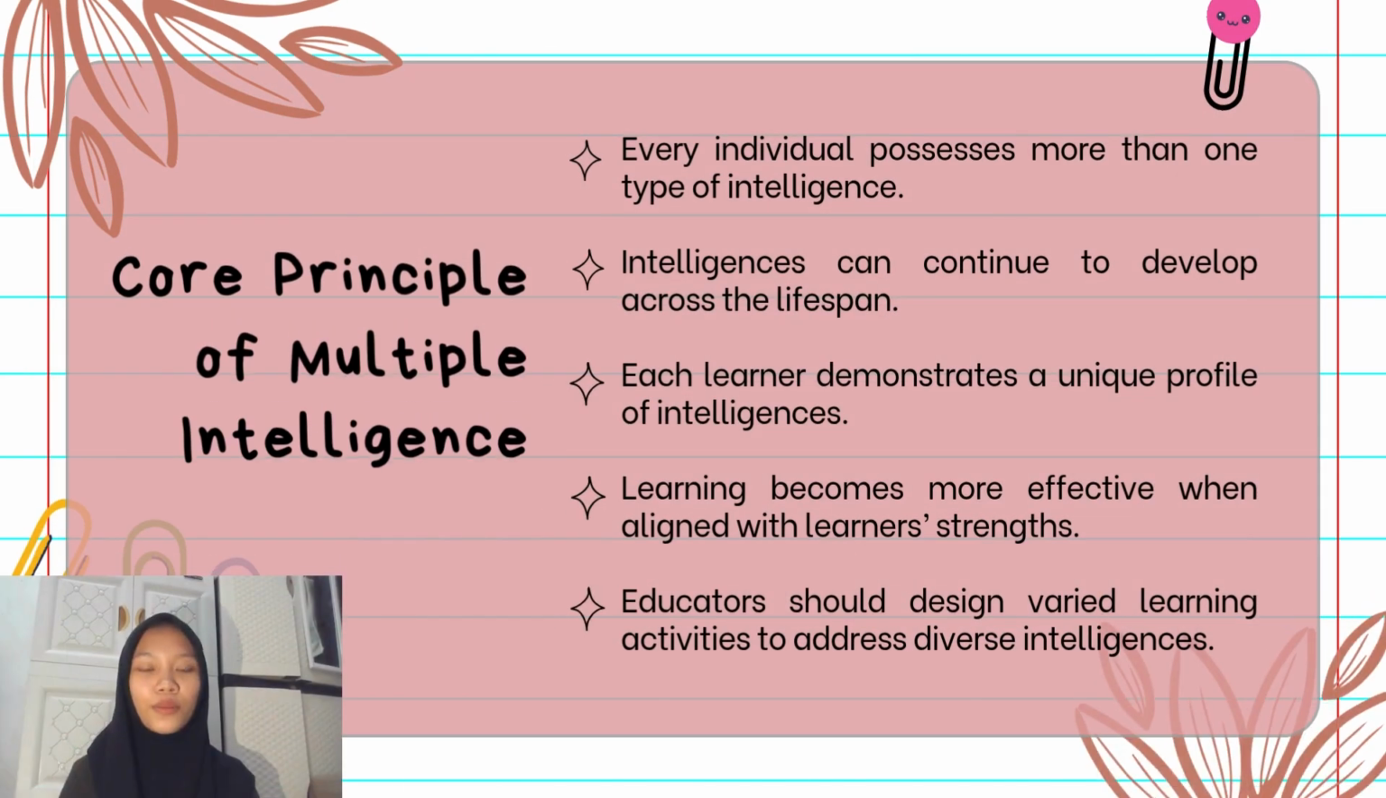Let's continue with the core principles of multiple intelligence. Each person has more than one type of intelligence, and these intelligences can grow throughout life. Every learner has a unique combination of traits, so teachers need to recognize and respond to these differences. Learning works best when teaching meets students' strengths. For this reason, teachers are encouraged to design a variety of activities that support all types of intelligences in the classroom.